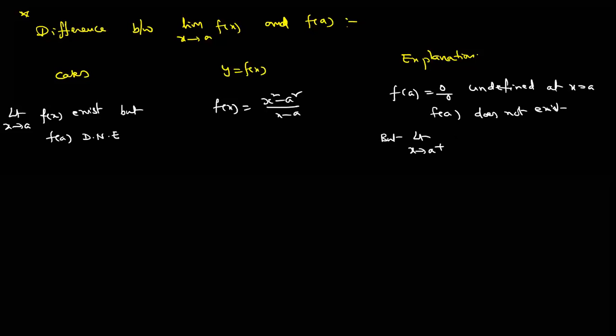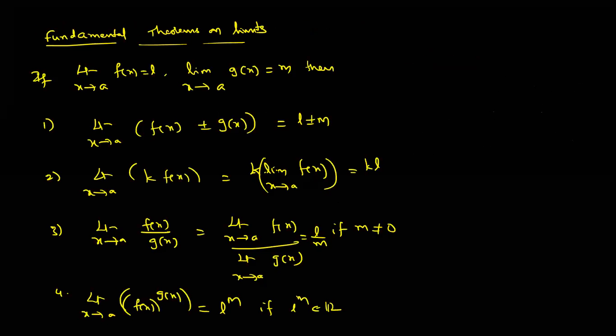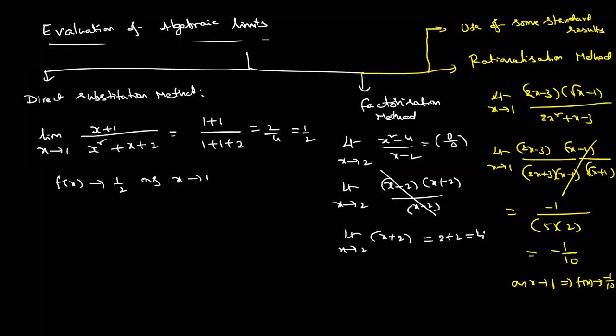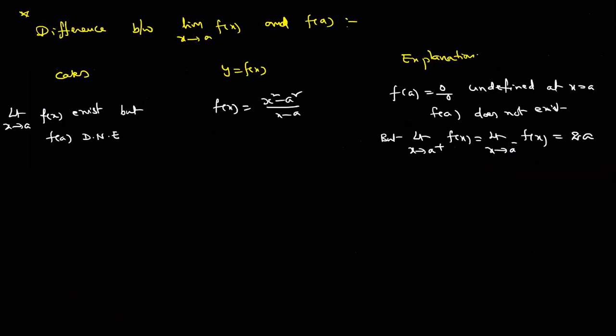But limit x tends to a plus f of x, limit x tends to a minus f of x is equal to how much? Anyone? What is the answer? The answer is coming 2a. How are we getting 2a? Factorizing. First simplify by factorizing. After that put this value. After cancellation, you get 2a. So hence, what is the conclusion? Hence, limit x tends to a, f of x exists is the best example.